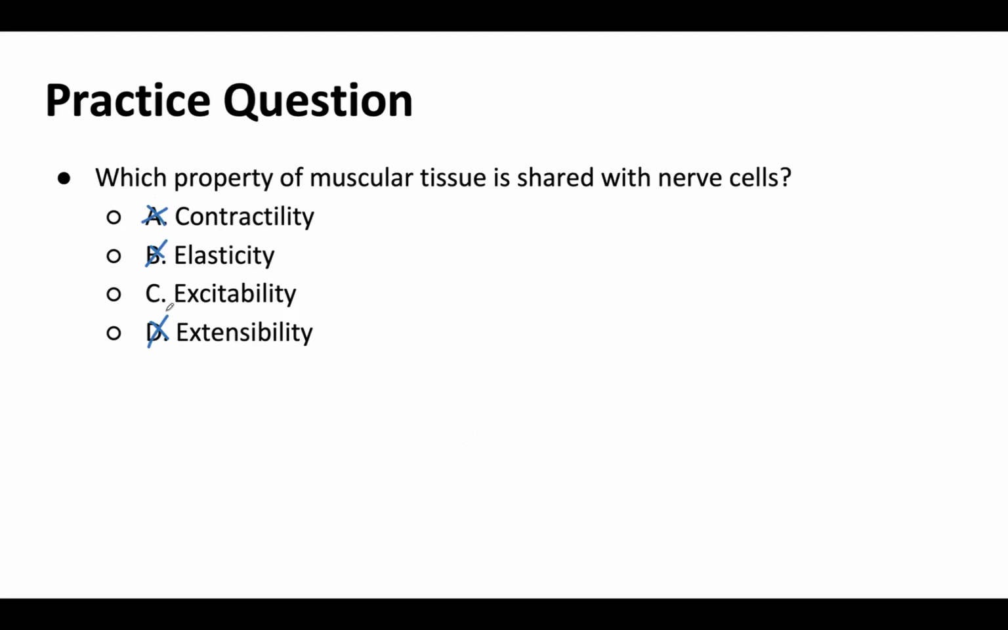But there's one thing that both muscles and nerve cells share to a very high degree in comparison to other cells, and that is going to be excitability. So that is our correct answer. Recall that excitability is a cell's ability to respond to electrical changes across their plasma membranes. So muscle and nerve cells have this property in spades. So C, excitability, is the correct answer.